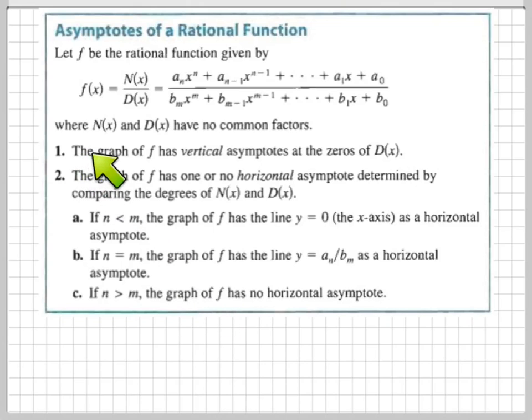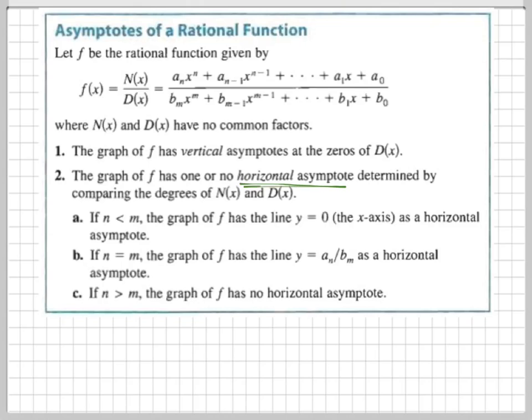Now the first one says the graph of f has vertical asymptotes at the zeros of the bottom polynomial. So all that's saying is, what can x not equal? Those are your vertical asymptotes. And so this tells you how to find your vertical asymptotes. Quite simple, because we've been working on finding zeros already. The one that's a little more complicated are the horizontal asymptotes. So that's the one I want to talk about for a second.